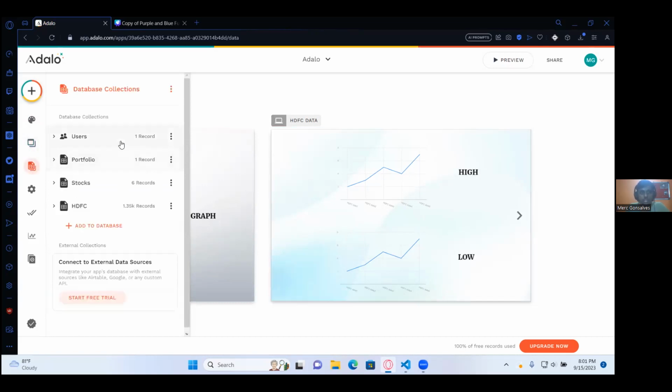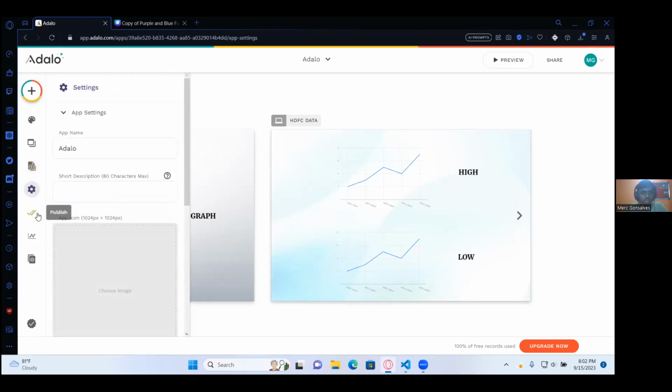Then we move on to the database, where we again have the users, portfolios, and stocks, and this is the HDFC CSV file, where we have about 1.35 thousand records. These databases are where we store all of the data, so we can manipulate any values that are required, and then show it back to the users.